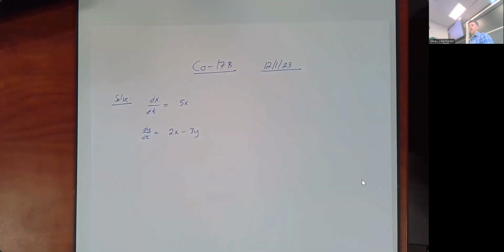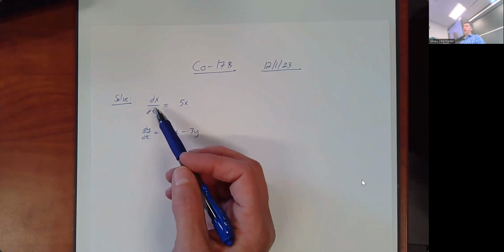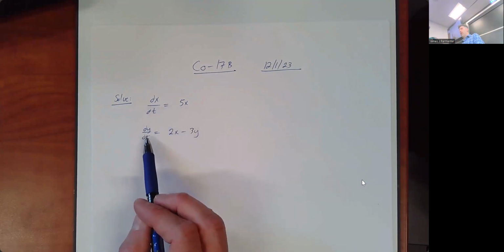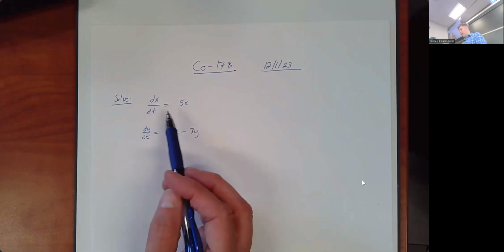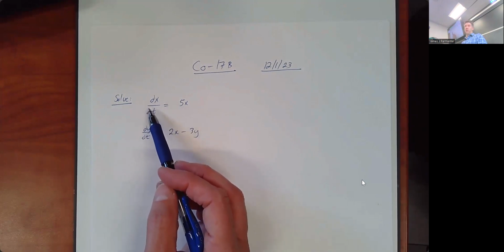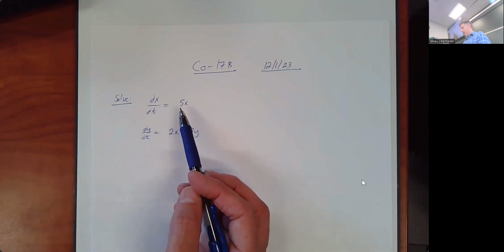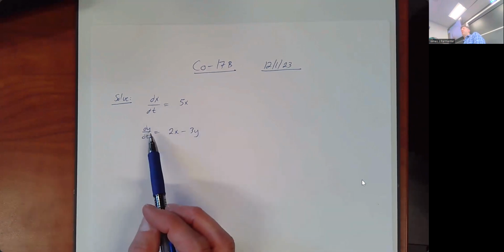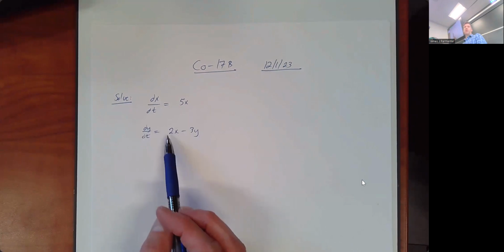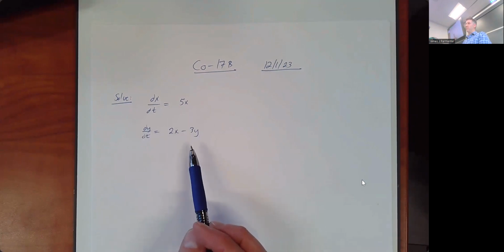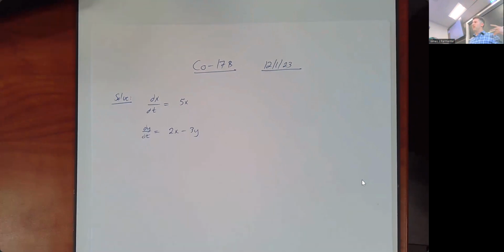Which might seem kind of weird, but it's some sort of system where maybe x is a population of deer and y is a population of wolves, and the rate of change of the population of deer is 5 times the number of deer, because if you have more deer, you make more deer. And the rate of change of the population of wolves is 2 times the number of deer minus 3 times the number of wolves, because more deer means there's more to eat, but more wolves means there's more wolves to compete with. It's probably not the real system, but the point is you might have a system like this.